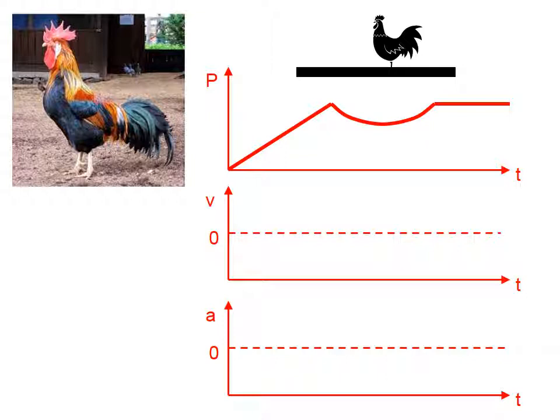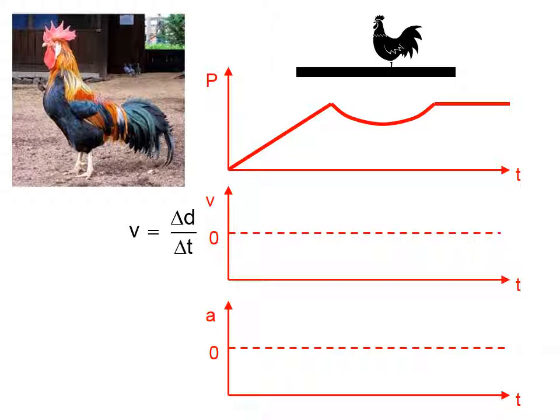Here we have a rooster on a balance beam, and we are given its position time graph, and we are asked to construct its velocity time graph and its acceleration time graph. To do that, we recall that the slope of the position time graph at any point is equal to the value of the velocity at that particular time.